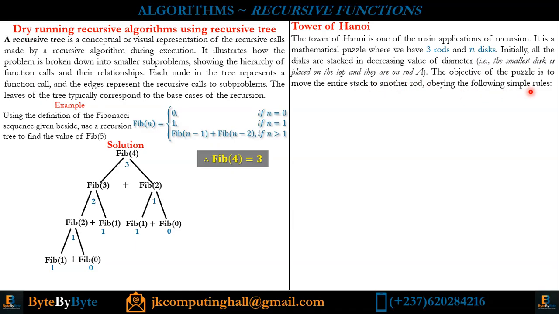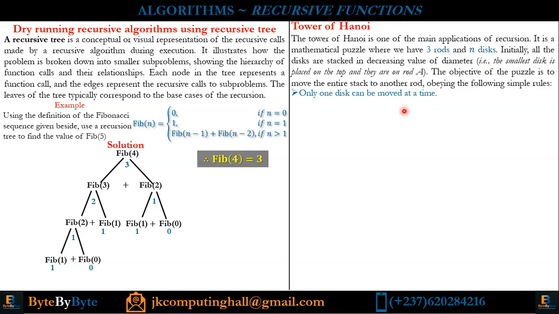So the Tower of Hanoi is simply a puzzle whereby we have three rods, A, B, and C, and we have n number of disks. The objective is to move all the disks from rod A to rod C by using rod B as an intermediary. And while moving these different disks, there are some rules we have to follow.